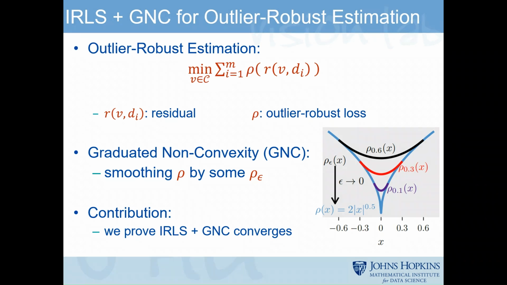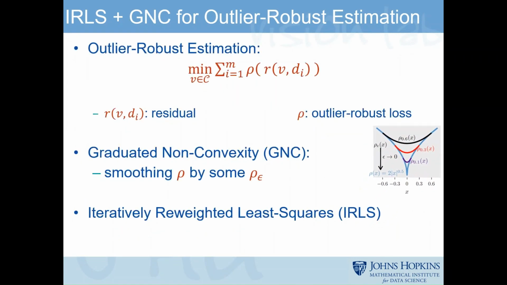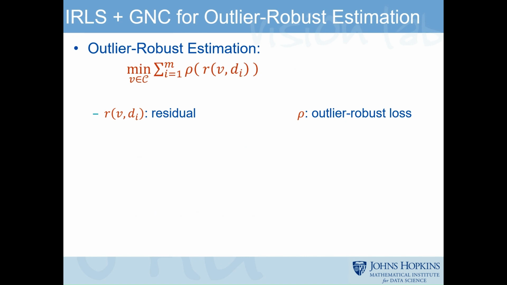I talked very quickly about three important notions: outlier-robust estimation, graduated non-convexity (GNC), and the iteratively reweighted least squares algorithm (IRLS). Next, I will introduce them in more detail. First of all, outlier-robust estimation.